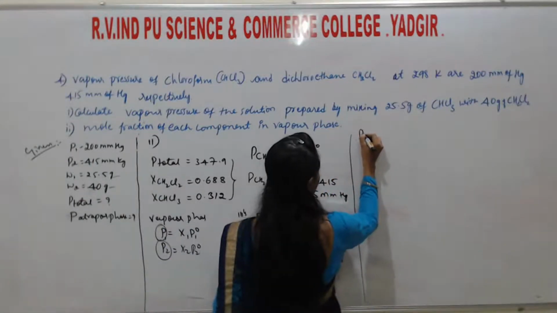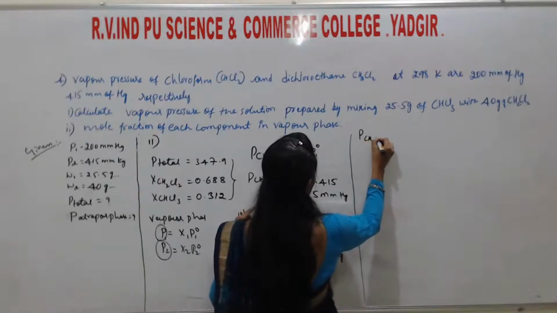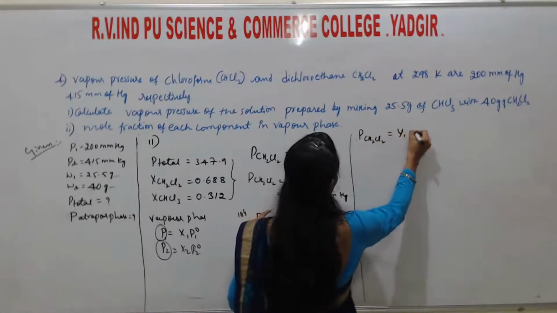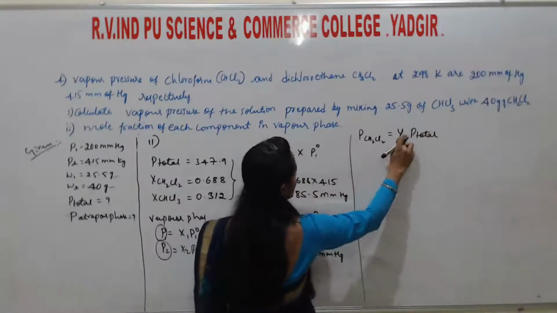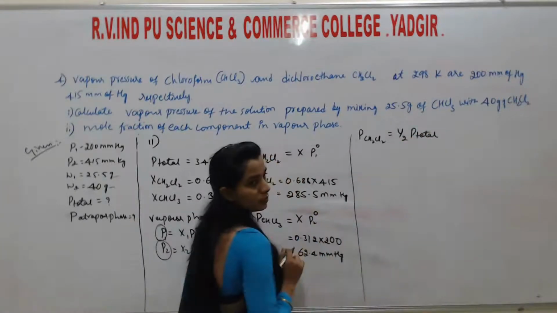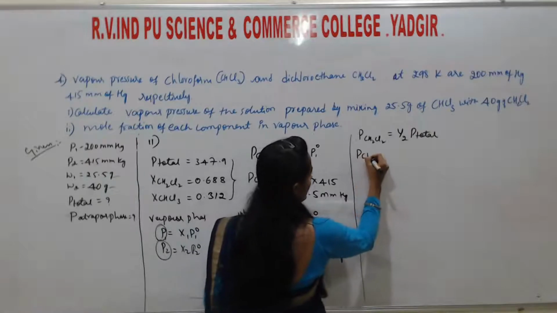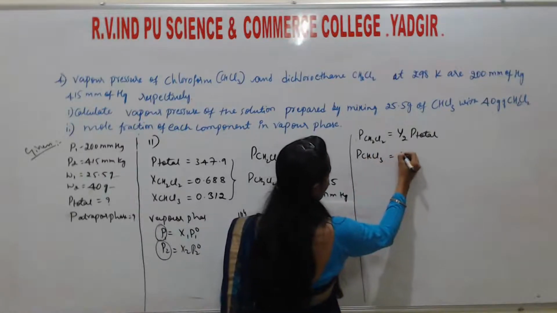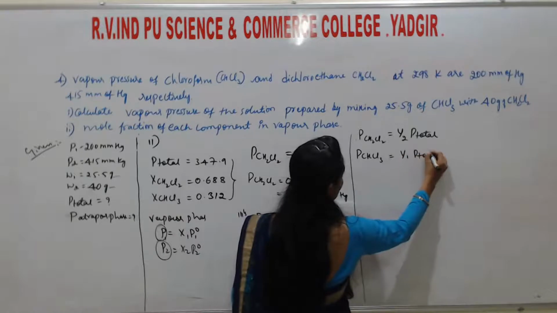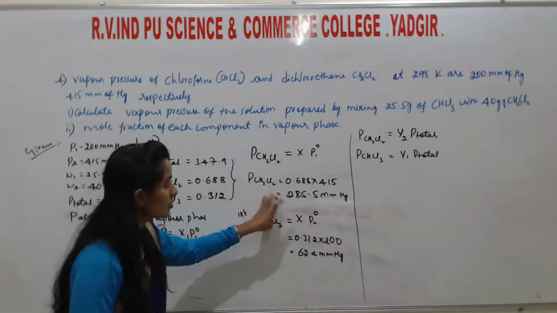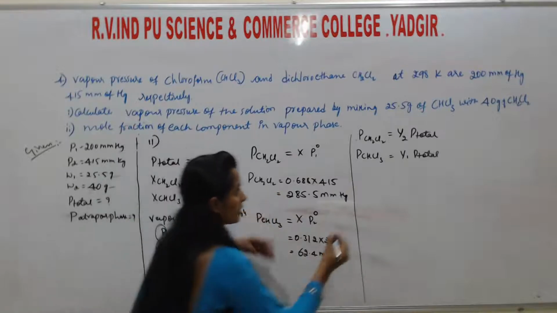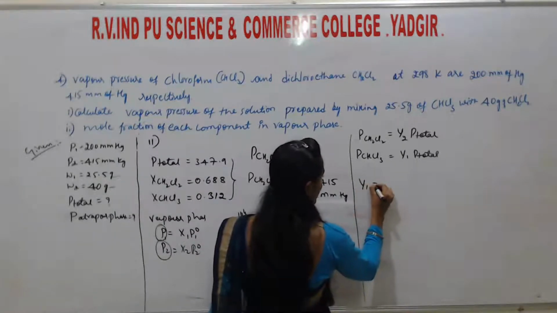So as I told you, the vapor pressure of CH2Cl2 is equal to the mole fraction of 1 into P total. This is 1, this is 2. So the mole fraction of CHCl3 is equal to Y1 into P total. We have P total here, and we have the pressure of CH2Cl2 and this one here. Then we can easily calculate Y1 and Y2.